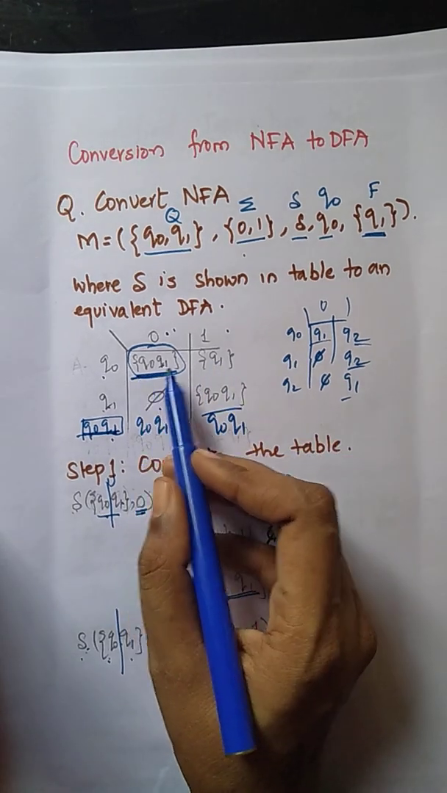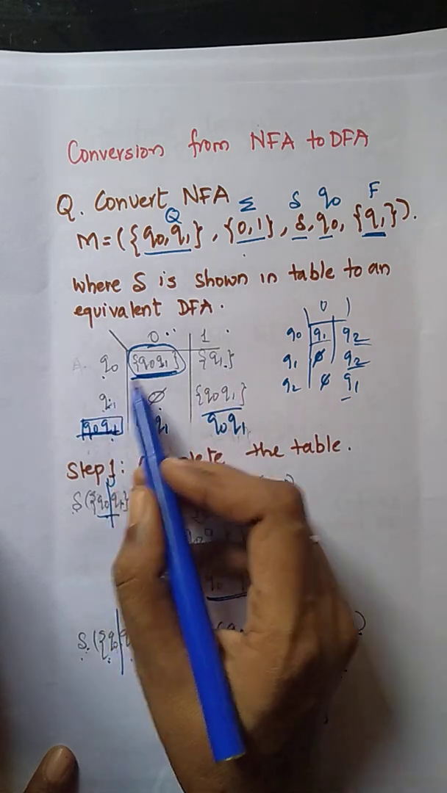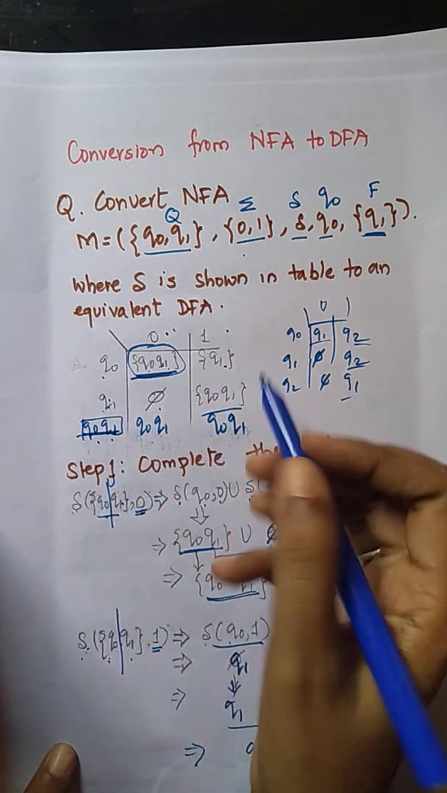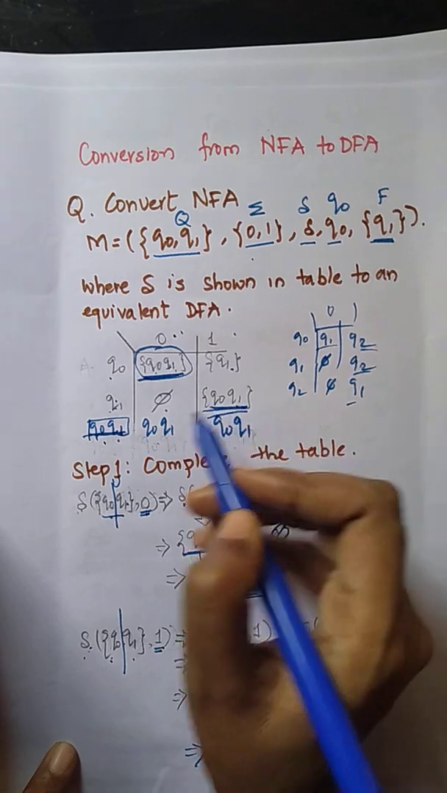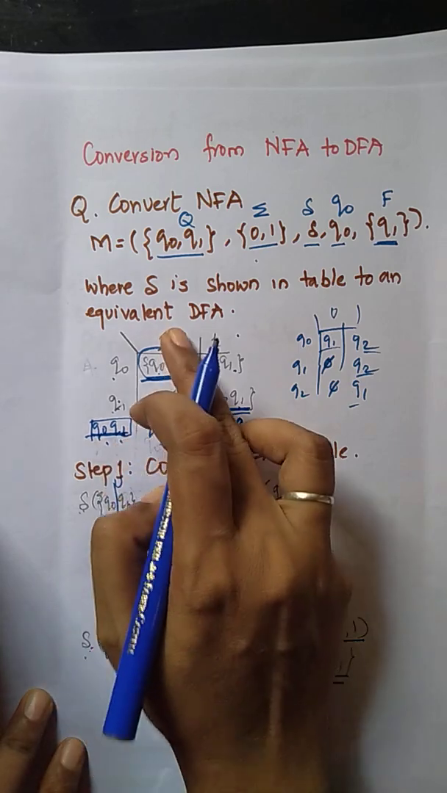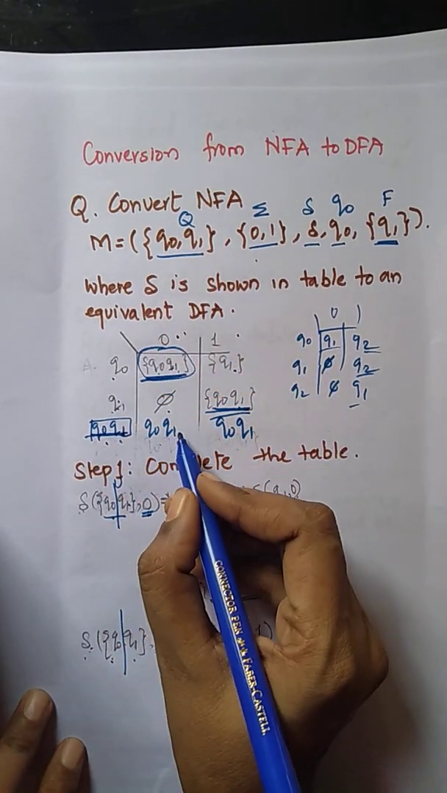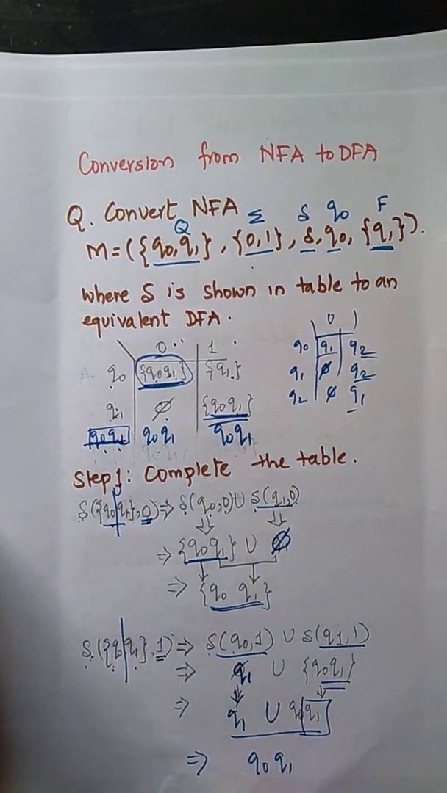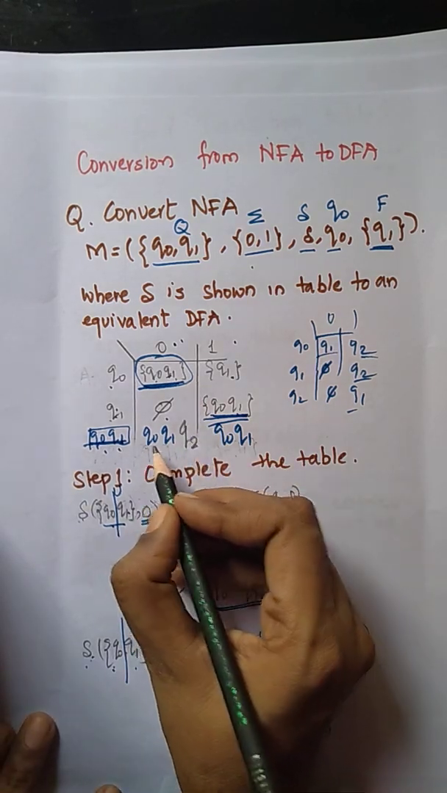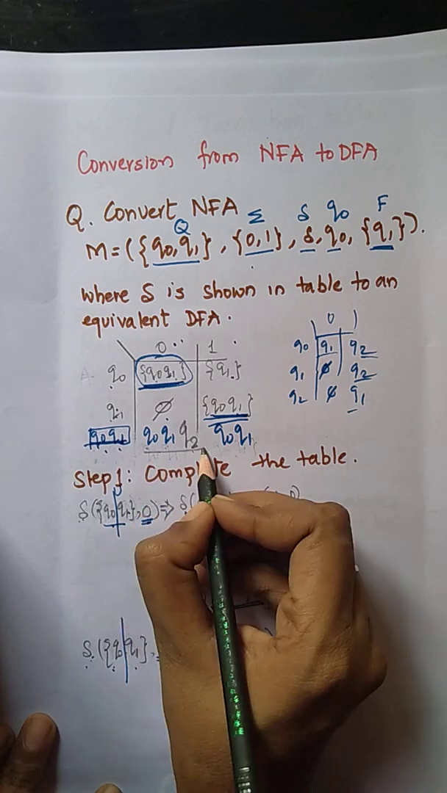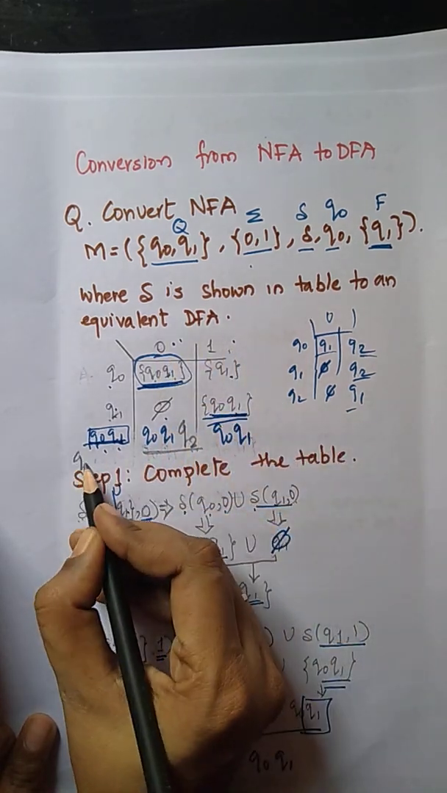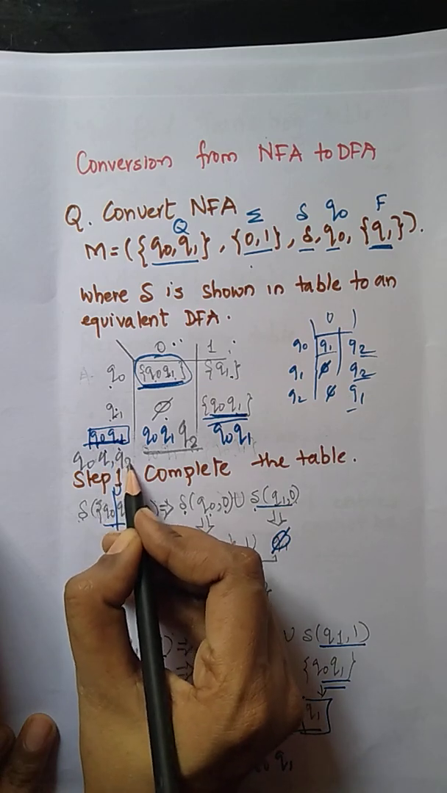Here we had found Q0, Q1, which is already there. Q0, Q1 we had found with the input 0 and 1. Now here again Q0, Q1 is already there. Now suppose after finding Q0, Q1 on input 0 and 1, we got some other state, for example Q0, Q1 and Q2. So what we have to do is find the transition of Q0, Q1, Q2 with input 0 and 1. So Q0, Q1, Q2 will be considered as the next reachable state.